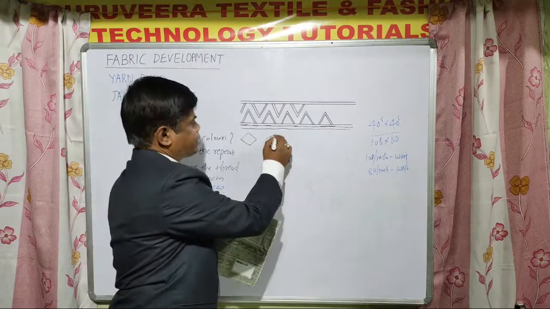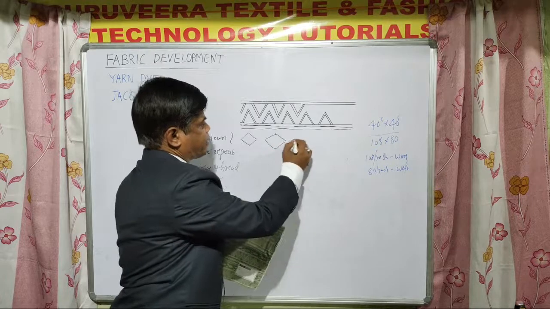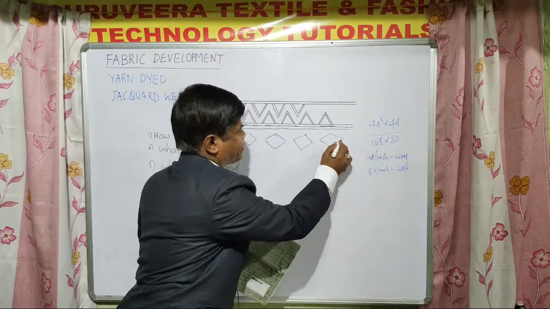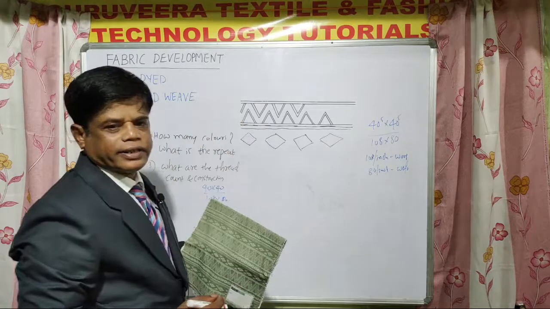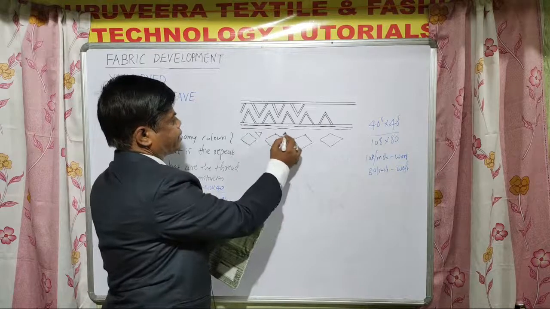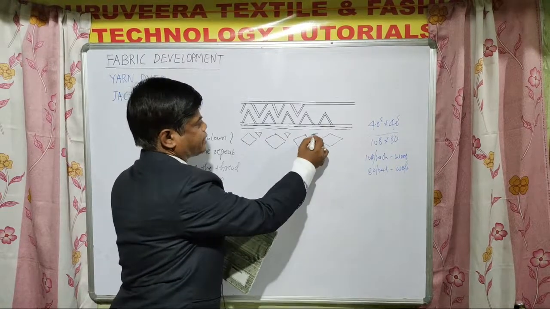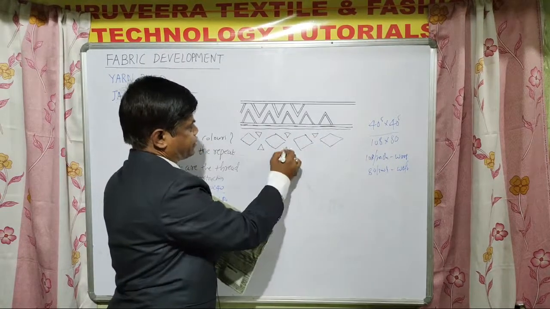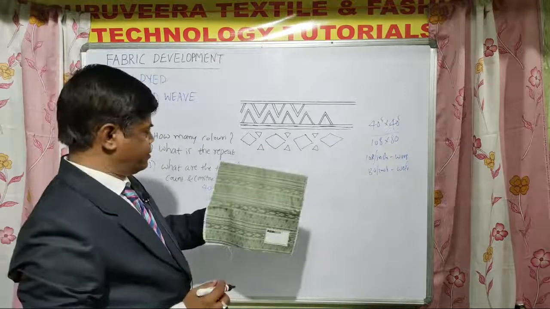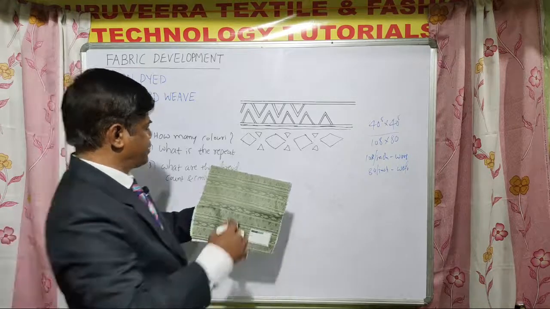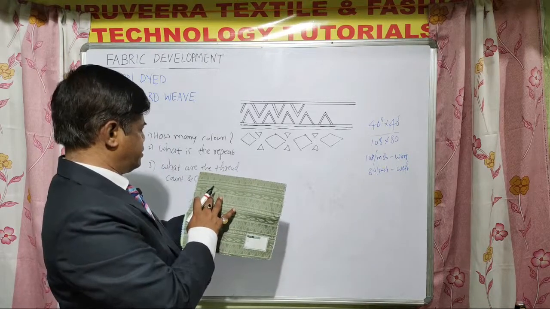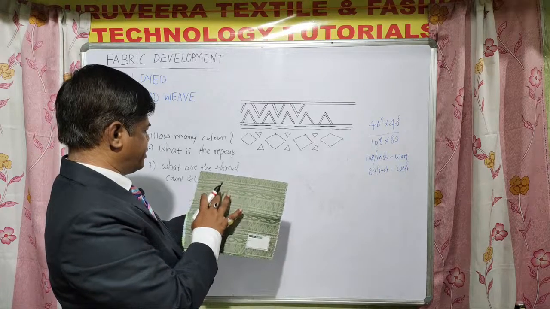Here some diamond structures are there, friends. Okay now. This diamond, I am drawing very roughly. I am trying, friends. This is not exact. Here again some small triangles are there, like this. Then after that, again 2 lines.